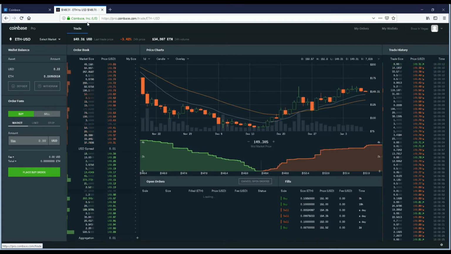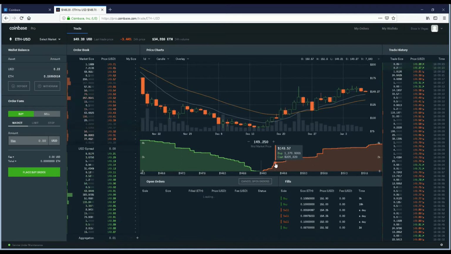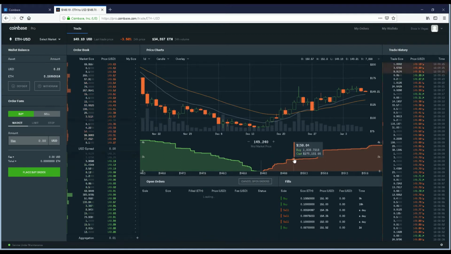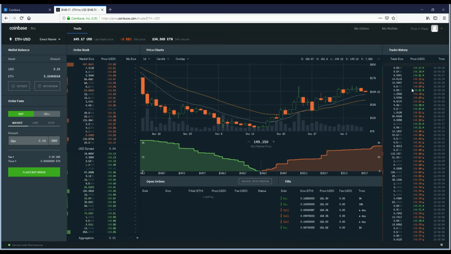Basically, the price in numerous places. So this mid-market price, you could see it'll show you the trade size. So that's a big trade, that's a big sale right there, another big sale right there. Look at all these sales, now. So now the buys might start coming in.